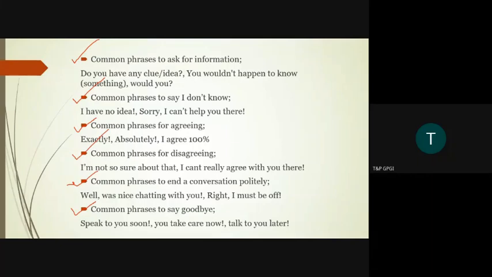Okay, I'll talk to you later now. Send my greetings to them. Okay, that means you're not literally sending your greetings, but you are saying this in a politer way. Okay, so this is how you use common phrases to end your conversation. Speak to you soon. You take care now. Talk to you later, etc.